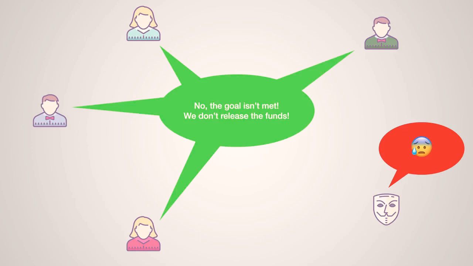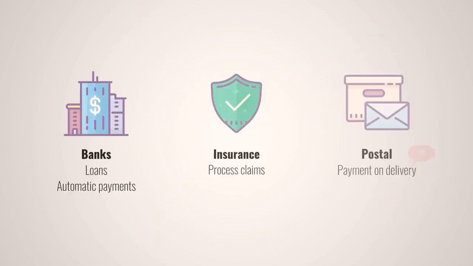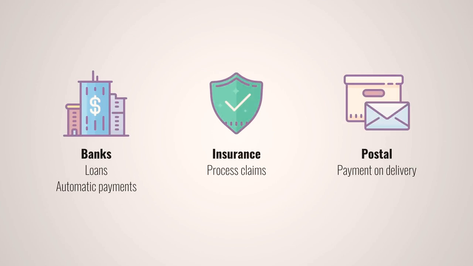Smart contracts can be applied to many different things, not just on crowdfunding. Banks, for example, could use it to issue loans or to offer automatic payments. Insurance companies could use it to process certain claims, and postal companies could use it for payment on delivery, and so on and so on.